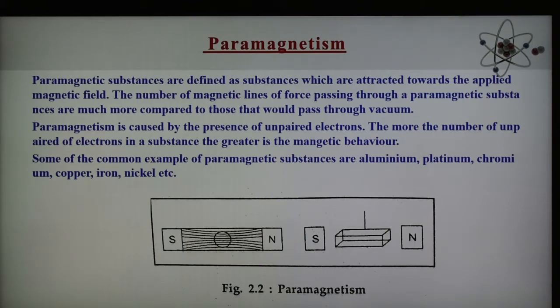These are the examples, and the figure shows how the paramagnetic behavior appears. An important feature is that in paramagnetism, the substance contains one or more unpaired electrons, and they are attracted toward the magnetic field, with maximum magnetic lines of force passing through the substance instead of through the vacuum. So this is the first term, paramagnetism.